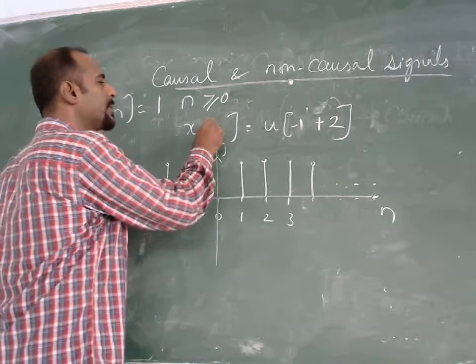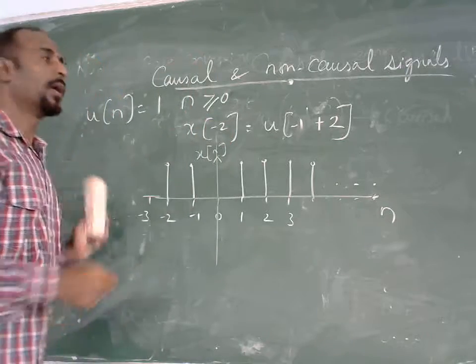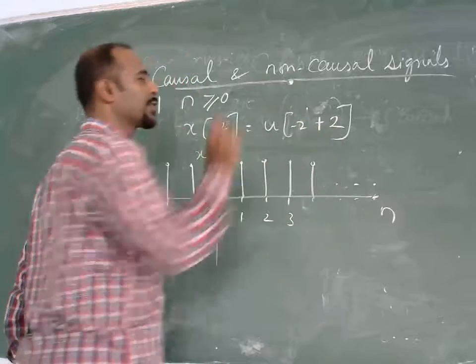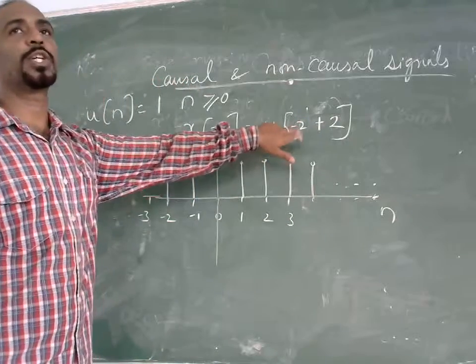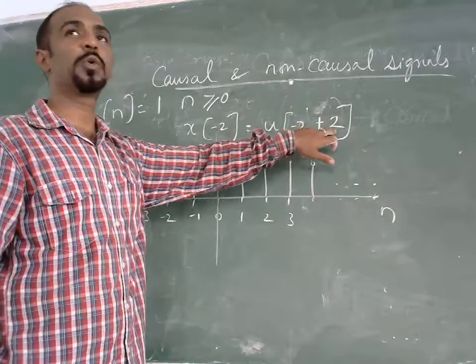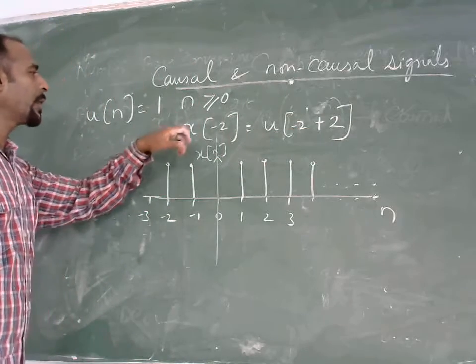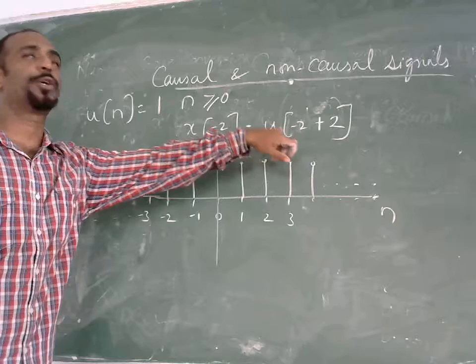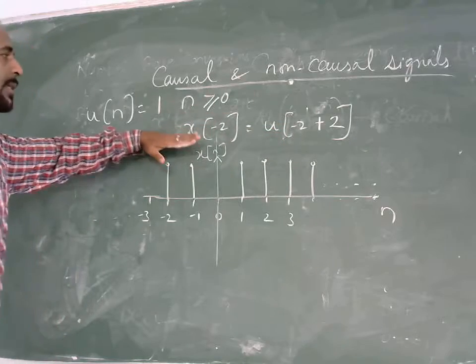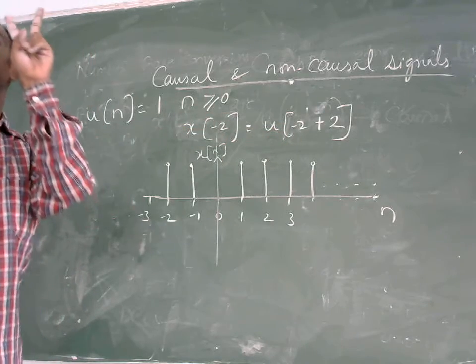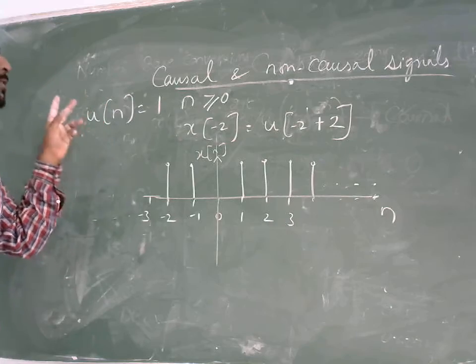Next, you put n equals minus 2. When n equals minus 2, I have put minus 2 in position of n. So minus 2 plus 2 is 0. What is u of 0? U of 0 is 1. So therefore, x of minus 2 is equal to 1. So that means the signal exists for two negative values of n.